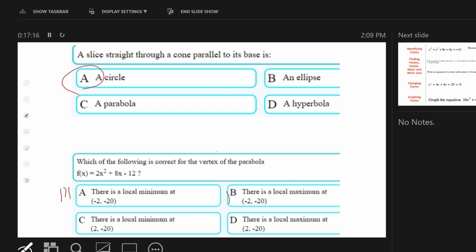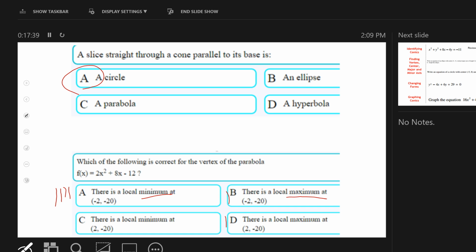This says minimum at negative 2, 20. This says local minimum at 2, 20. Local maximum at negative 2, 20. So there's a difference between A and B as far as minimum and maximum. It's A. Joe, what were you going to go for? D? Okay. Well, another vote for A.